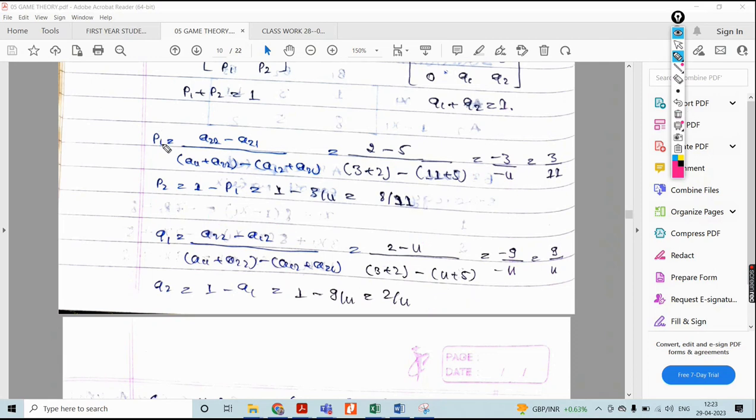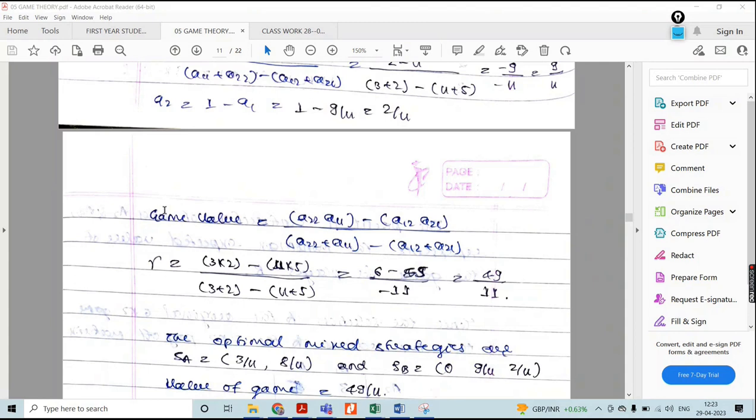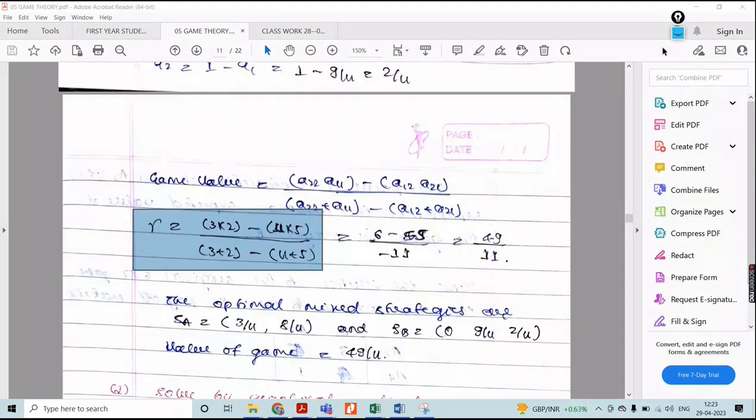Now I got P1, P2, then Q1, Q2. Then you have to find the solution for gamma, that is the gain value. Gain value is equal to what? A22 into A11 minus A12 into A21 divided by A22 plus A11 minus A12 plus A21. Substitute those values in gamma. Then you will get 49 by 11. This itself is your gain value.